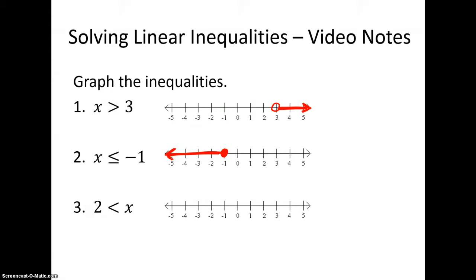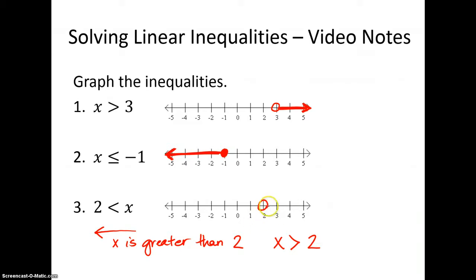Number 3, sometimes it can be confusing when they're written backwards. So if we read this left to right, this is 2 is less than x. But that's sometimes hard to wrap your brain around. So you can either read it from right to left, which would be x is greater than 2. Or if it's too difficult to read from right to left, you can just flip the whole thing around. So x is greater than 2. Any way you think about it is fine, as long as you think about it correctly.